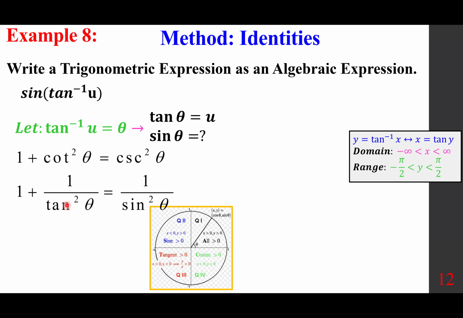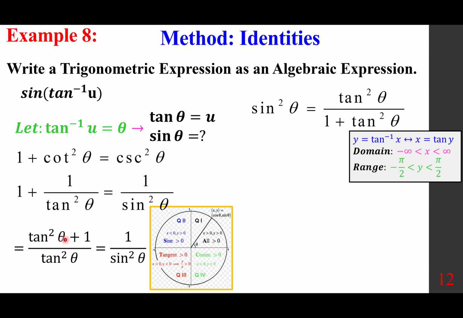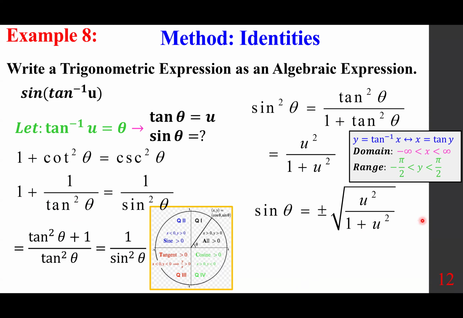So I can replace this with u squared. I can also take a common denominator here or there, it doesn't matter. So if I take a common denominator, I get tan squared plus 1 in the numerator. And so if this is 1 over sine squared, then sine squared is the reciprocal of that. And so this is u squared, this is 1 plus u squared. So there are two answers, positive and negative square root of that.